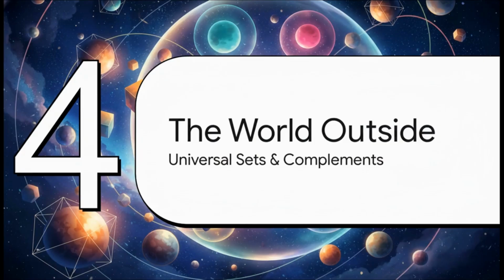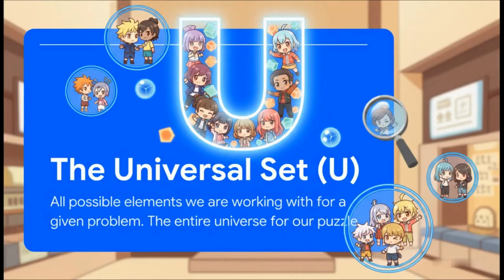So far, our sets have just been kind of floating around in space. But to understand our next big idea, we have to actually define the boundaries of their world. And that boundary is called the universal set, usually shown as a capital U. Think of it as the complete list of all possible players that are available for this particular game.